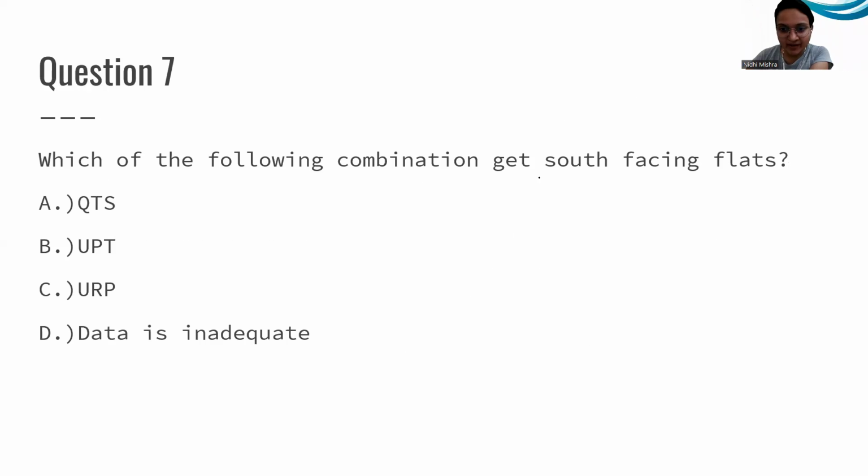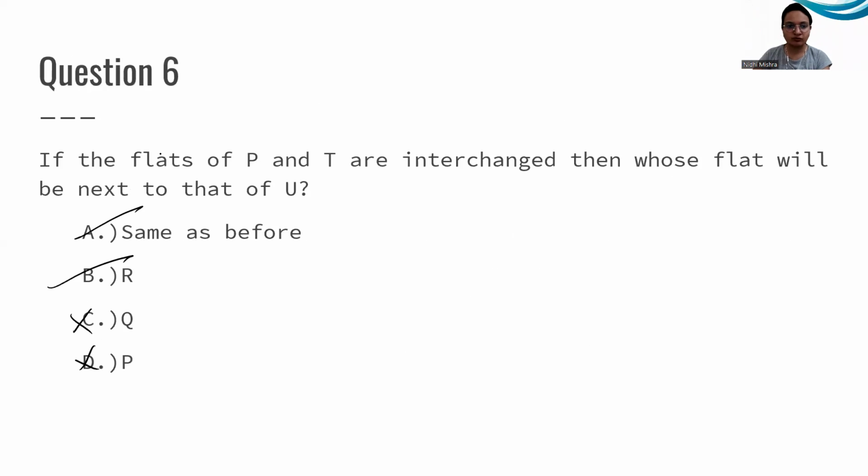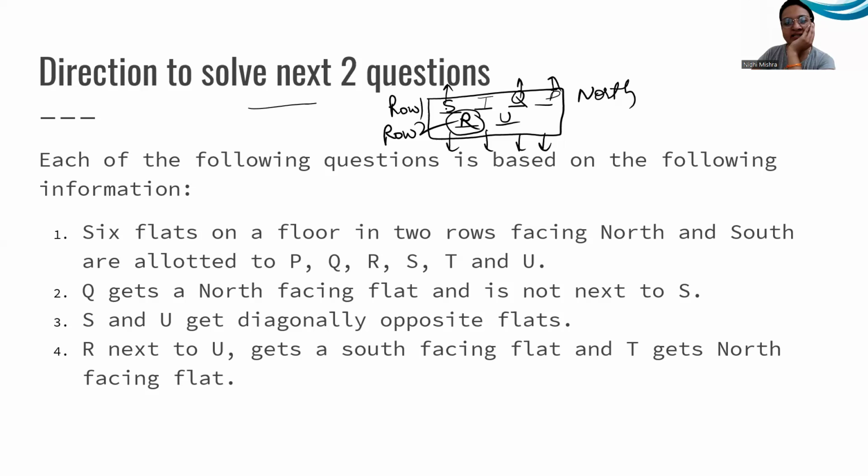Which of the following combinations gets south facing flats? Ma'am, here the option is 3. But according to me, I took 4 and 2, 4 in this and 2 in this. I should try with 3 in this and 3 in this: 3 in row 1 facing north and 3 in this one facing south. Let me try. 6 flats. Q gets a north facing flat. S and U get directly opposite, here also or here. S and U get diagonally opposite flats.